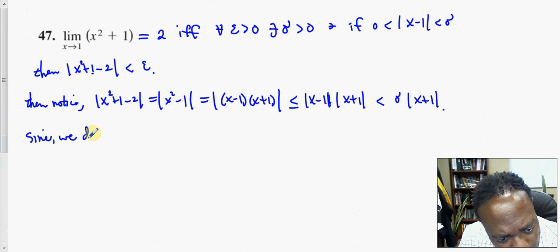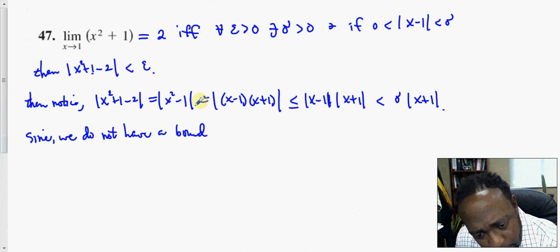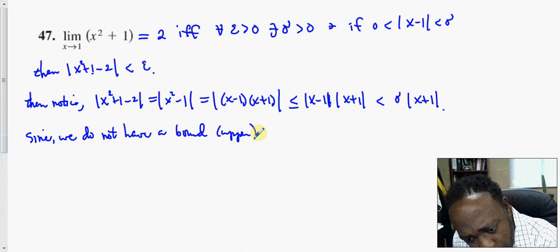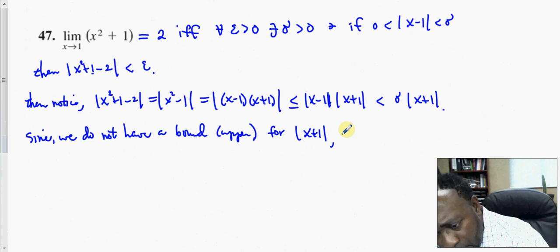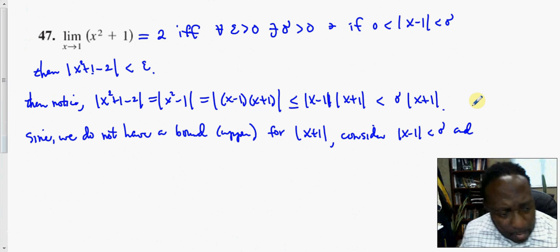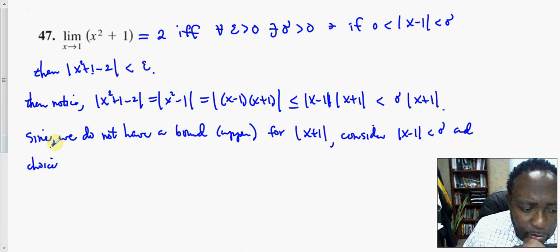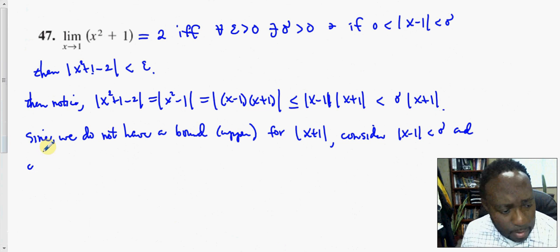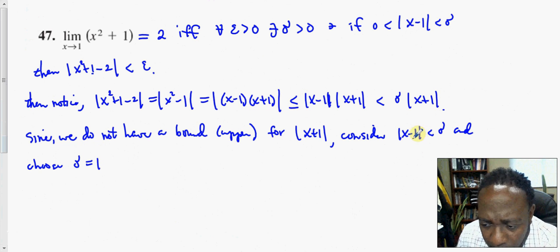So since we do not have an upper bound for the absolute value of x plus 1, we will consider the absolute value of x minus 1 being less than delta, and here we want to choose delta to equal 1. Just for this case, for the boundary of x minus 1.